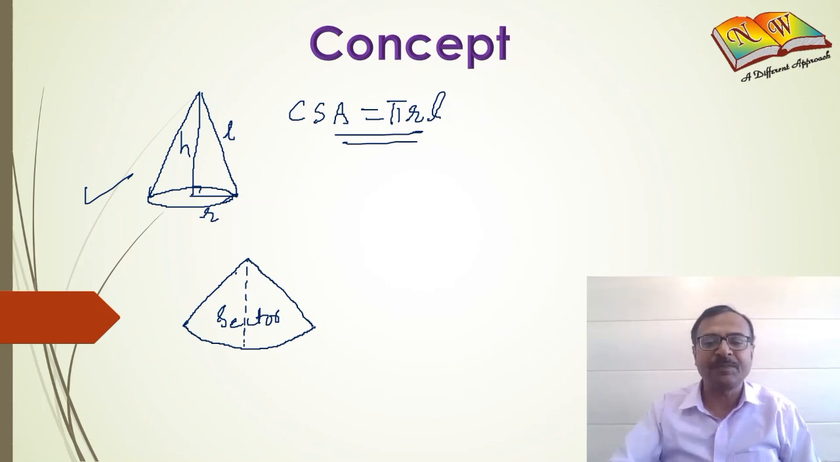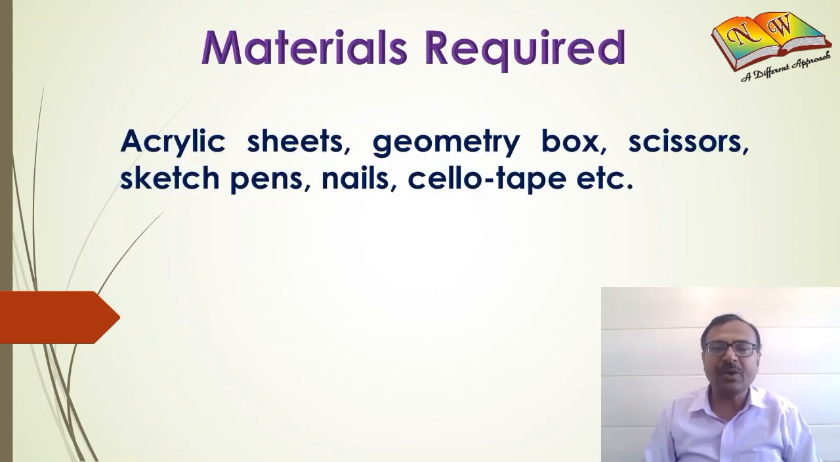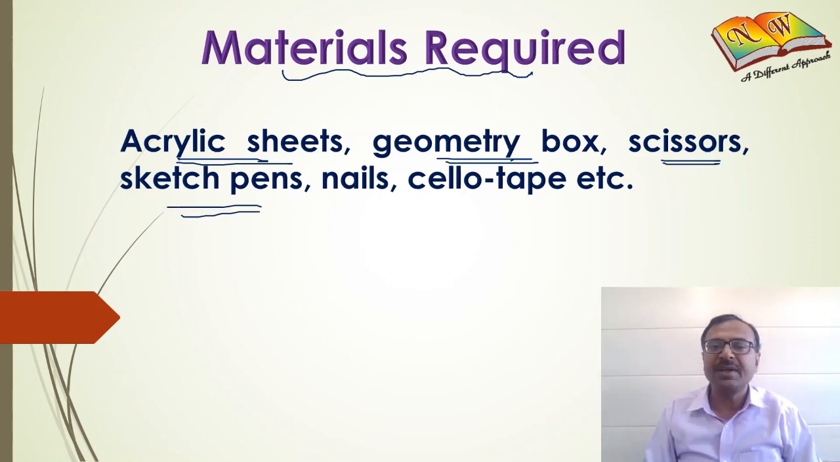We can actually find the curved surface area of this cone using this activity. Let's see what is the material required for doing this activity. We need acrylic paper sheets, a geometry box, scissors for cutting work, sketch pens, nails and sellotape for pasting. Let's see how we can perform this activity now.